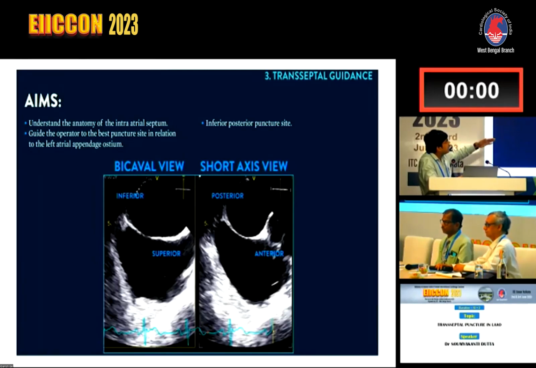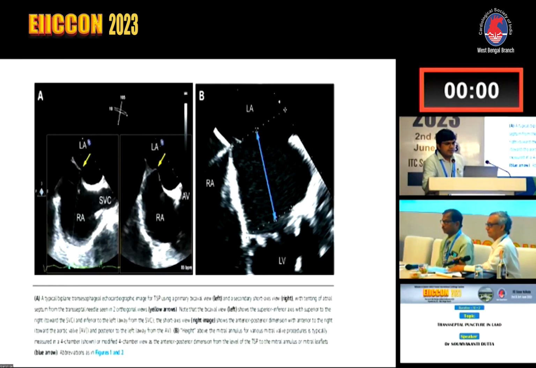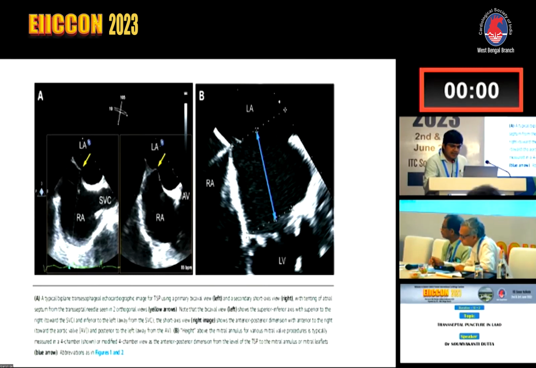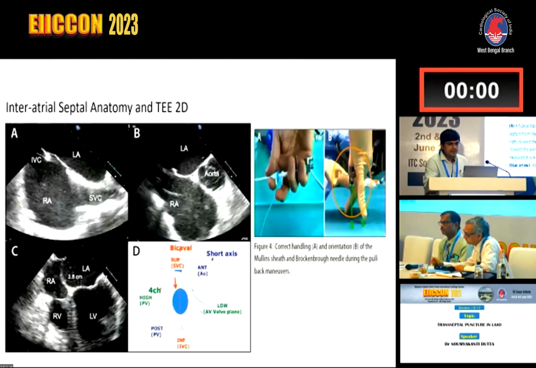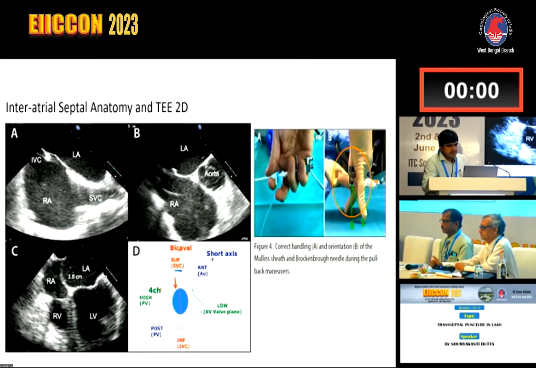And in the short axis view, it is done in the posterior part of that. So with these two views, generally for the left atrial appendage closure puncture, we do it in the inferior and the posterior part. Now, the length is important, the site is important, the height is important, and the most important thing is the anatomy of the left atrium and the closer proximity of the left circumflex artery as well as the left upper pulmonary vein.